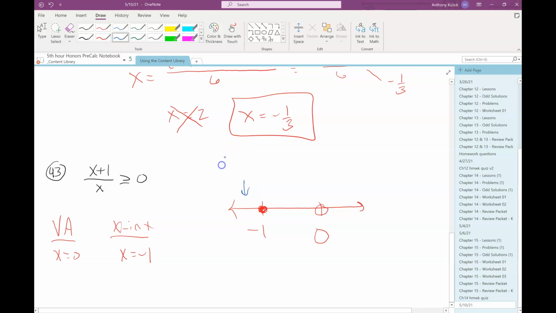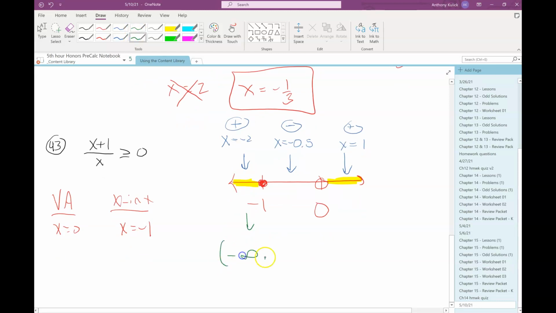So maybe we'll pick -2. And we'll pick like -0.5. And we'll pick 1. Sound good? Okay, when I plug -2 in, I get -1 over -2, so that's positive. When I plug -1/2 in, I get 1/2 over -1/2, so that's going to be negative. And when I plug 1 in, I get 2 over 1, that's positive. So the pieces I'm interested in are here and here. So this piece is going to become -infinity to -1 with the bracket. And then this piece becomes 0 to +infinity, but with parentheses.